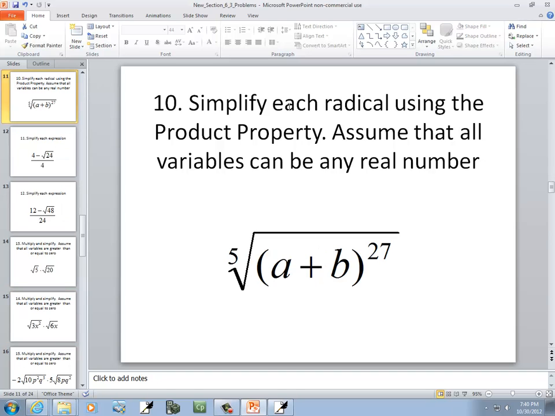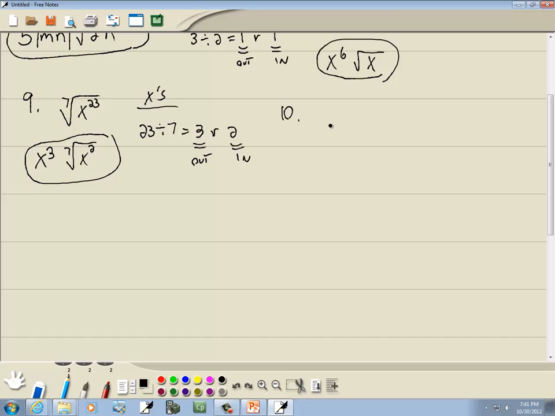Okay, let's look at this one. Got the 5th root of a plus b to 27th power. Doesn't matter what we're talking about. Here we're talking about a plus b's. So we're going to take our power, which is 27, divide by our index, which is 5. That gives us 5 with a remainder of 2. So this is how many come out, and this is how many stay in.